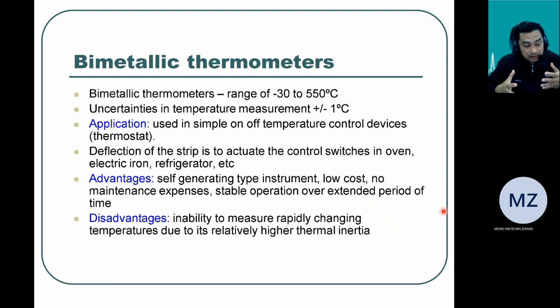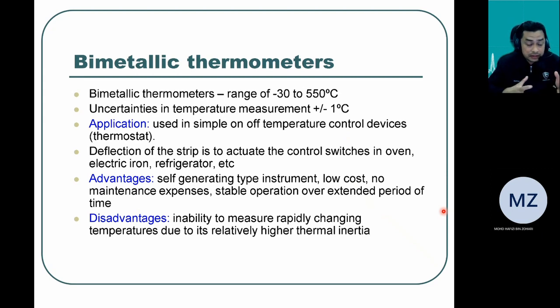The only thing is it has an inability to measure rapid changes. It is actually like a static temperature measurement. If we give heat, it has a slow rate of expansion. But imagine that a very fast temperature change comes in, the sensor is not able to catch up with that fast movement of the variable parameter inside the measurement.